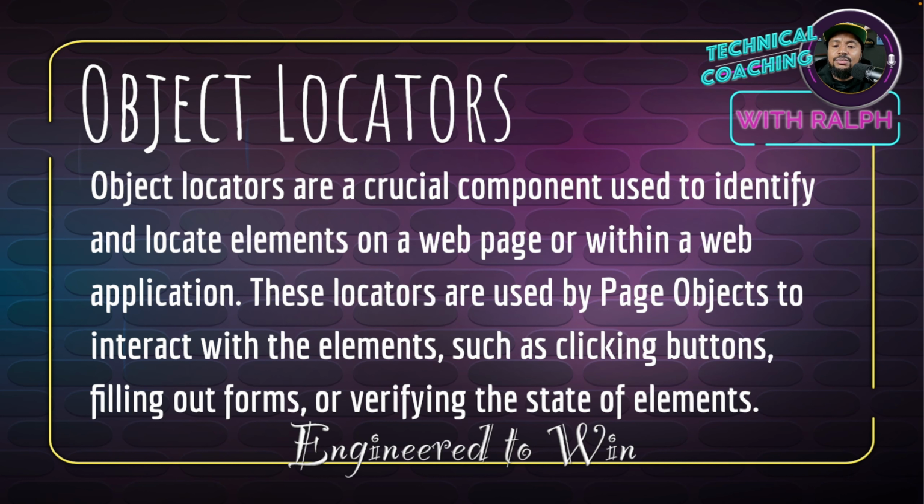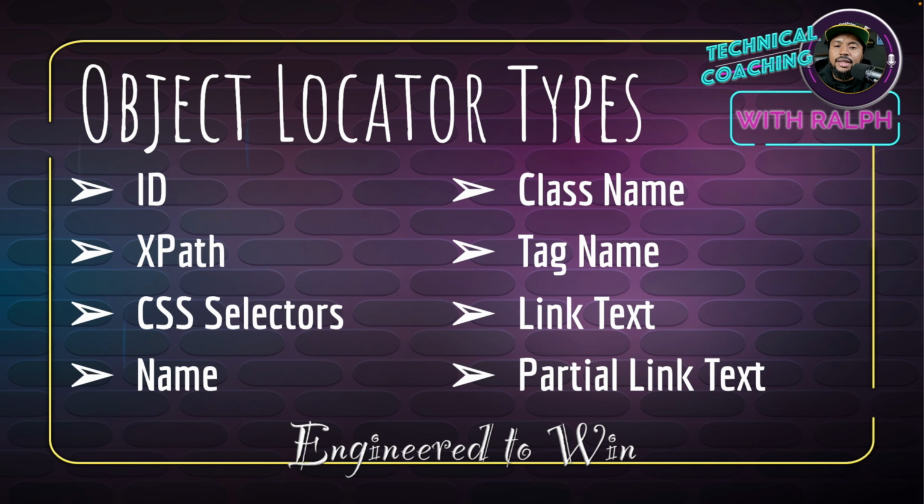These locators are used by page objects to interact with elements such as clicking buttons, filling out forms, or verifying the state of elements. And if you are well versed in HTML and CSS, then you will do very well at choosing the right object locators that will reduce your test failing for no valid reason. Right. So what are the types of object locators?